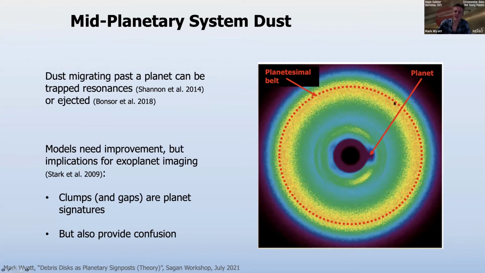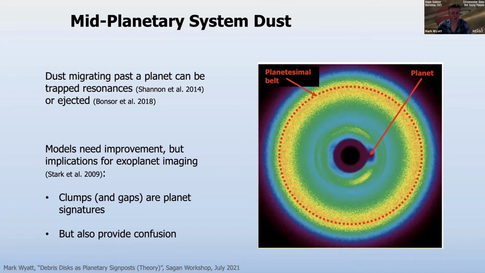For example, this is a simulation from Chris Stark that shows dust created in a planetesimal belt out here. As it migrates inwards, it gets collisionally depleted. But when it encounters a planet that is here, some of it gets trapped into resonance, causing these clumpy structures here. And when the dust falls out of resonance at the end, it then gets ejected by the planet. So you then get this large inner hole here. So if we saw an image that looked like this, we would be able to tell a lot about its planetary system from this, which is a good thing.